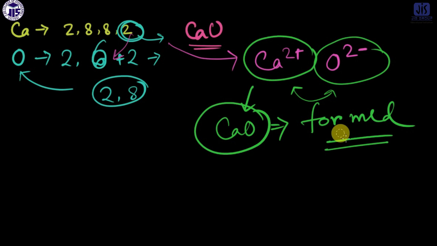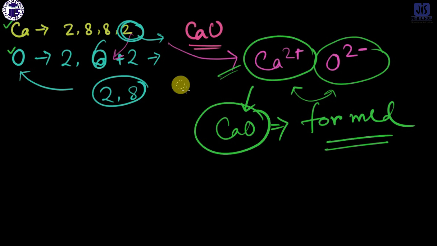So in this way you can predict the ionic compound or the ionic bond. But you have to keep in mind that in each and every case the principle of compound formation is stability, which means it should get the inert gas configuration. Look here, in each and every case, either calcium or oxygen, they are getting the inert gas configuration. That's why they form such kind of ionic bond or ionic compound.